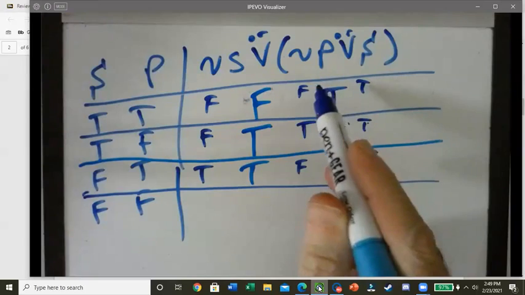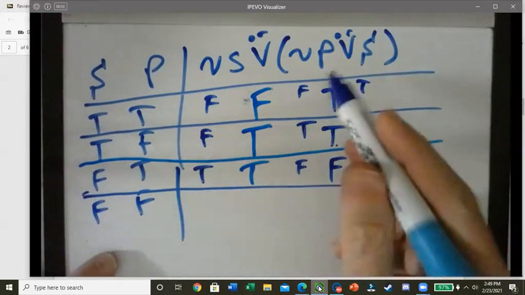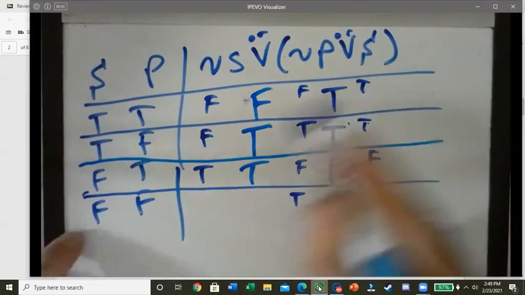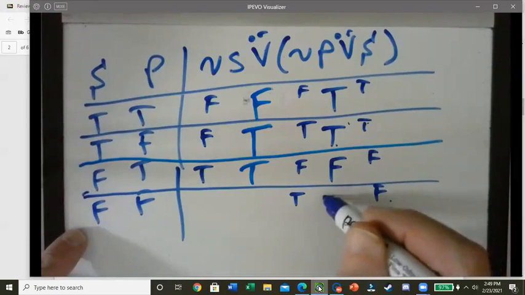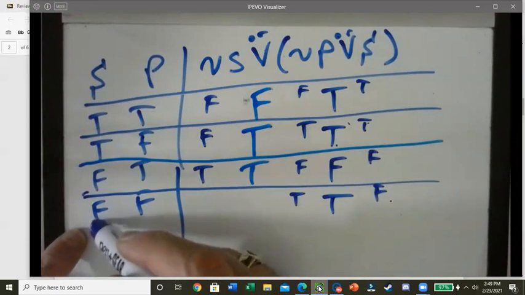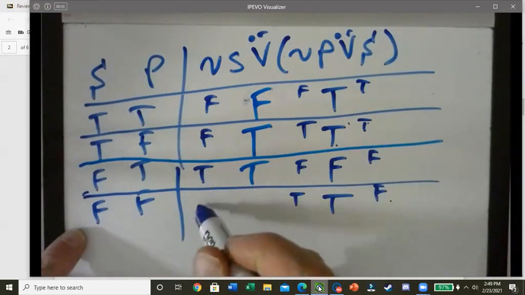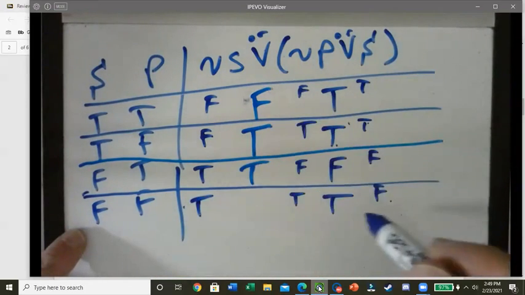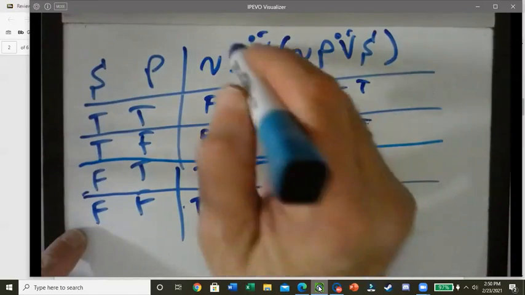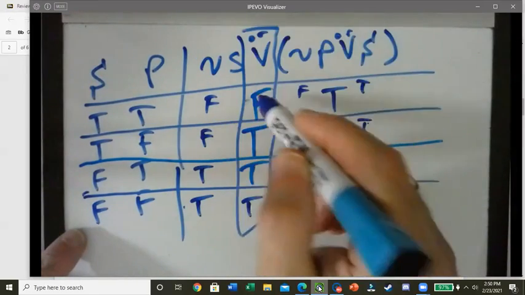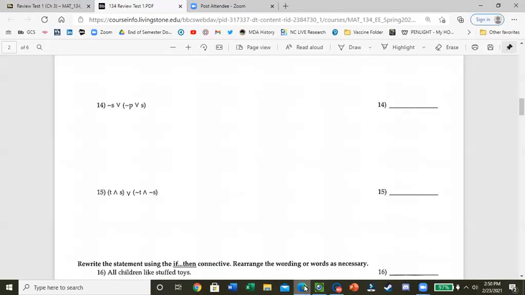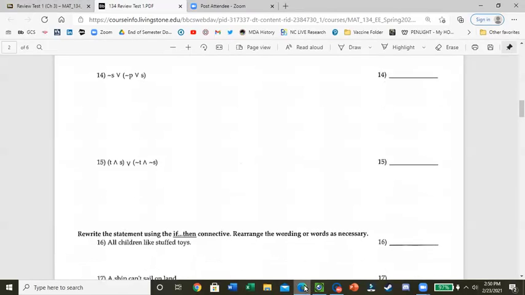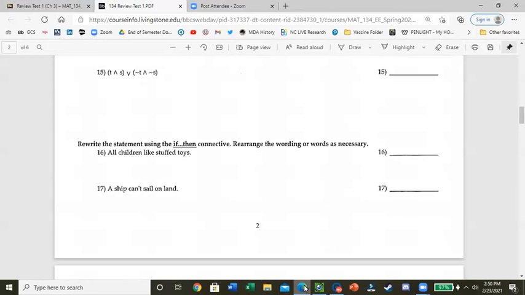Okay, so the next one, since P is false, then not P would be true. S is false, so that's false. So true or false would be true. And we said since S is false, then not S would be true. So true or true would be true. So our answer here is false, true, true, true. Okay. And so that's number 14. All right, let's take a look at number 15.